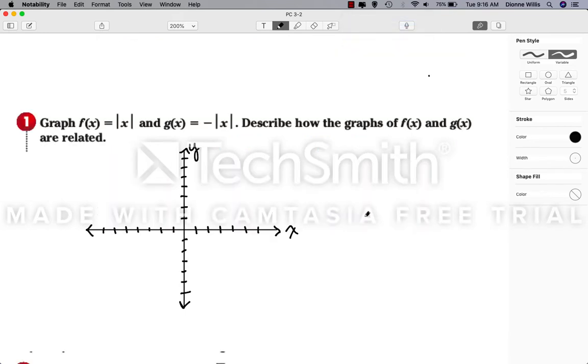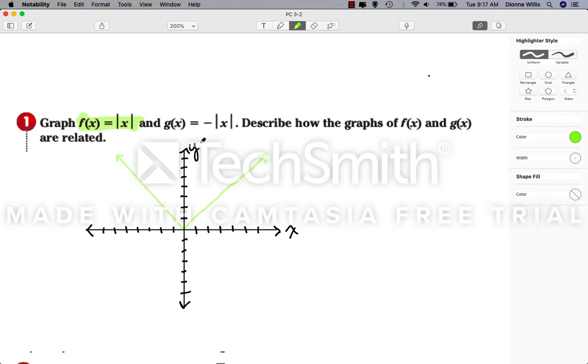So this example 1 is asking us to compare the graph of f of x equaling the absolute value of x and g of x equaling negative the absolute value of x. So I'm going to graph this first one. Let me highlight it. And I'm going to graph it right there. We've seen this as one of the parent graphs. It's basically the y equals x line, and then instead of it going down, it goes up because we're dealing with the absolute value. Let's make that look a little bit neater. Something like that is what we'd have. So this is that first graph.